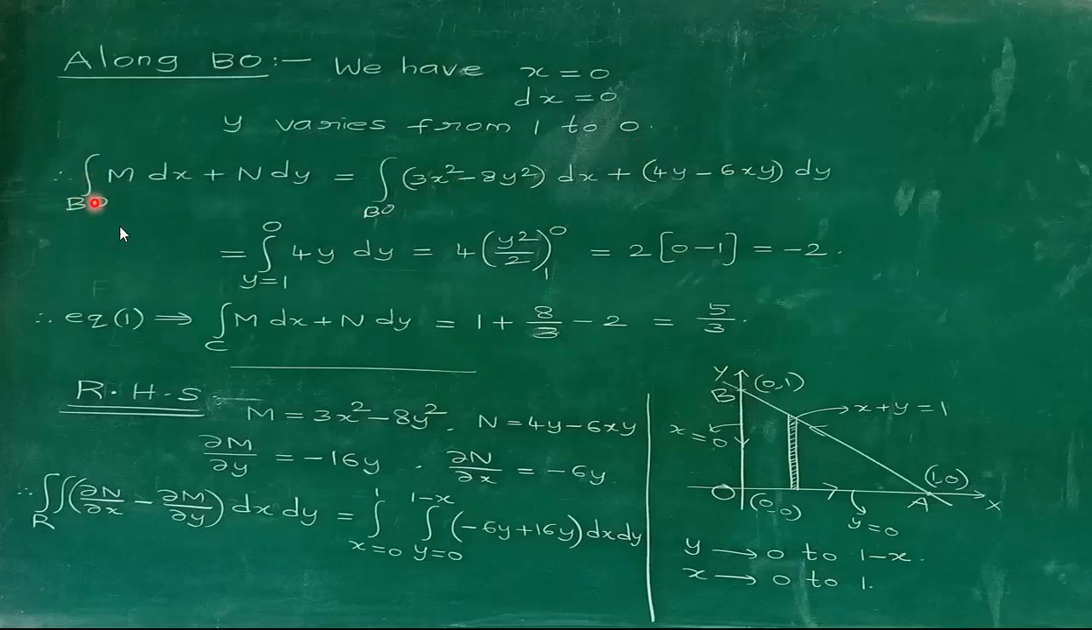Now integral BO of M dx plus N dy is equal to integral BO, M means 3x squared minus 8y squared into dx plus N means 4y minus 6xy into dy. Substitute x is equal to 0, dx is equal to 0 in this integral. The first term is 0, plus substituting x is equal to 0 here, we get 4y minus 0, which means 4y into dy. So 4y dy. Here the y limits are 1 to 0. Now integrate this. 4 is constant, keep it outside. The integration of y is y squared by 2. The limits are 1 to 0.